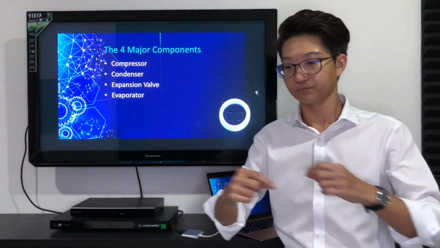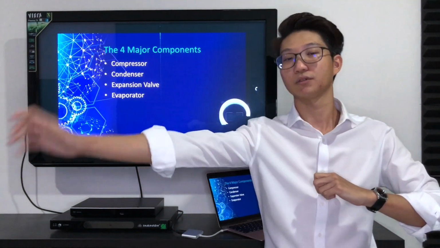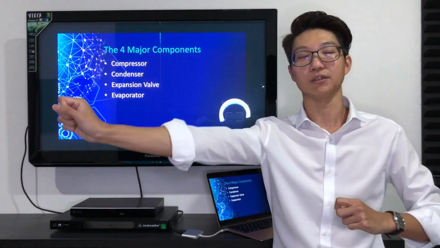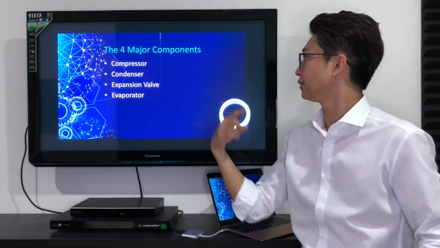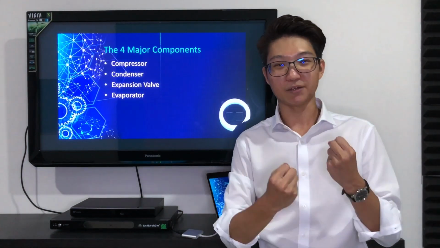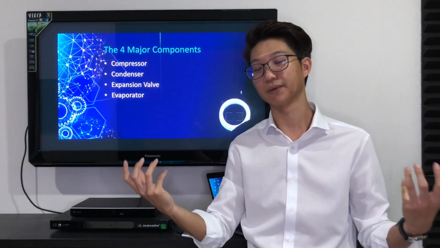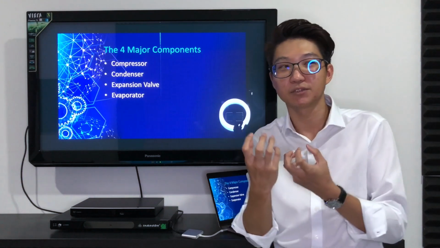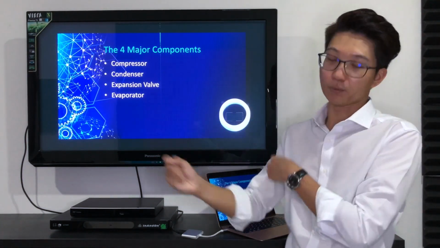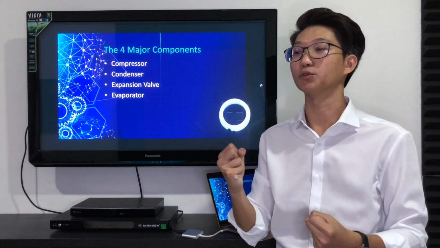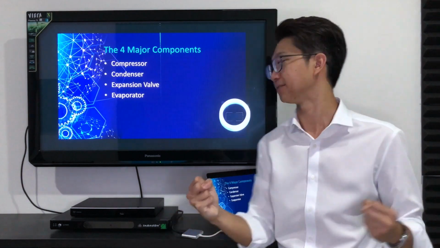Now we know the processes we need, right? We need to boil it, we need to compress it, we need to increase the pressure and temperature, all these things we know. So we need a machine to help us do it, right? Like humans, we cannot compress a refrigerant. So we need something to help us achieve this. That's why we have the four major components of an air conditioner to do the four processes that are needed, right?